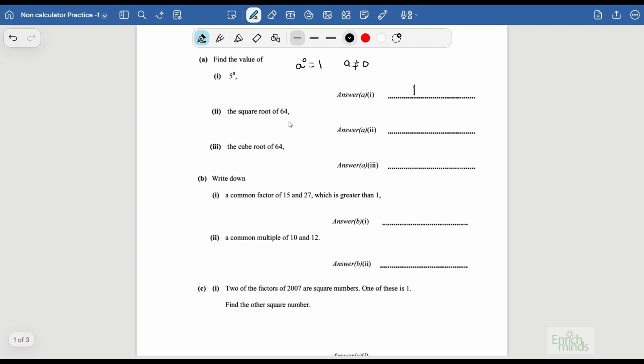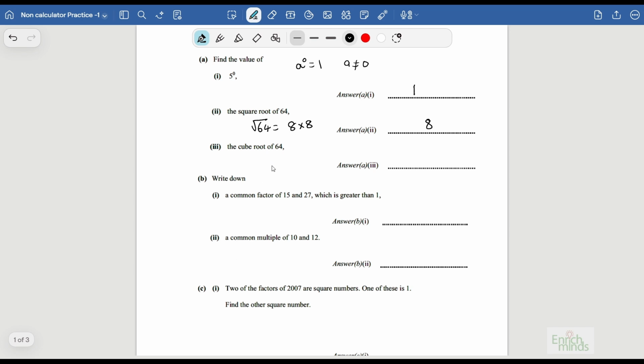The square root of 64. Well, 64 is a square number. You get it by multiplying 8 times 8. Finding the square root is like the reverse operation of squaring a number. So the square root of 64 is 8.